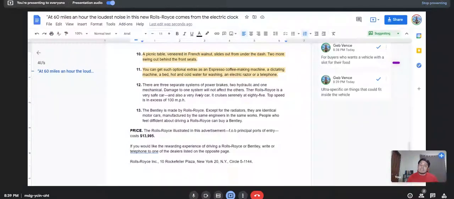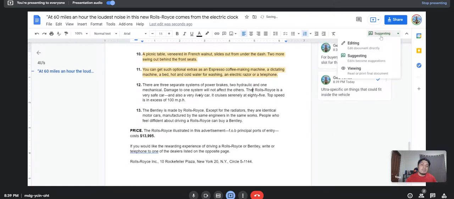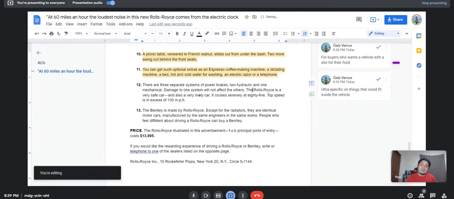So number 12. There are 3 separate systems of power brakes, 2 hydraulic and 1 mechanical. Damage to one system will not affect the others. The Rolls-Royce is a very safe car. So you hear the word safe again.